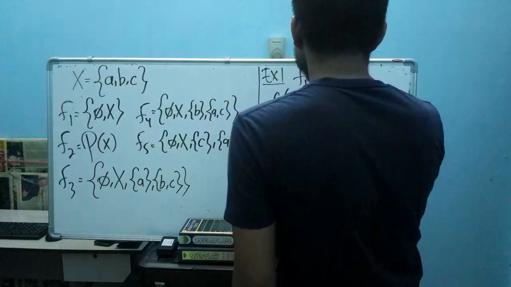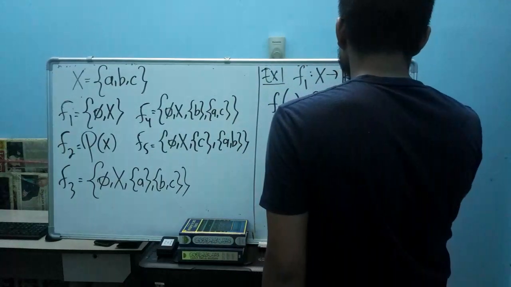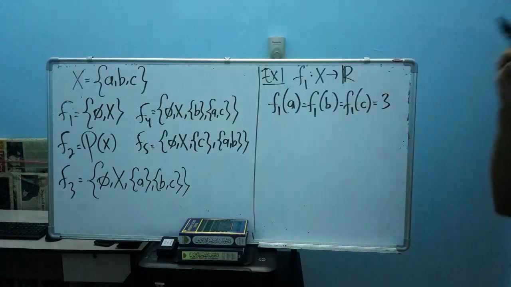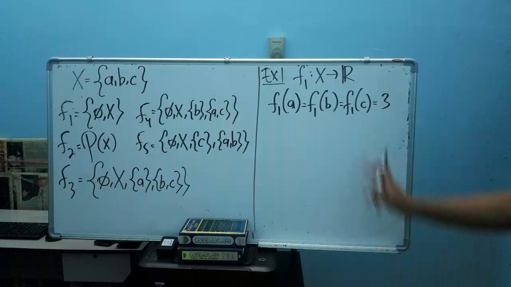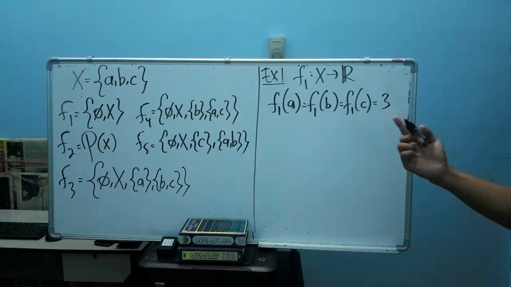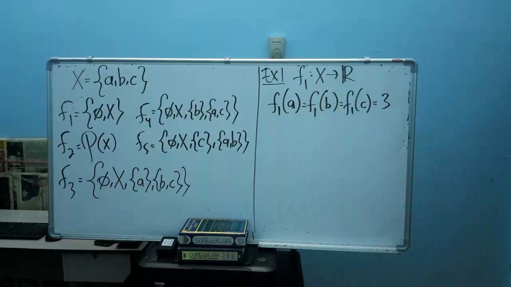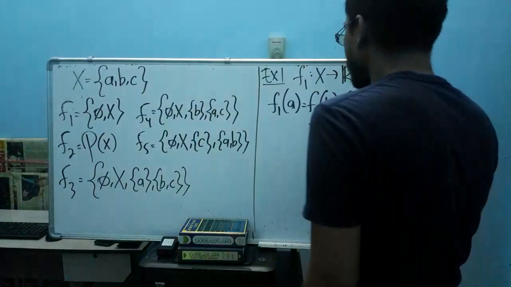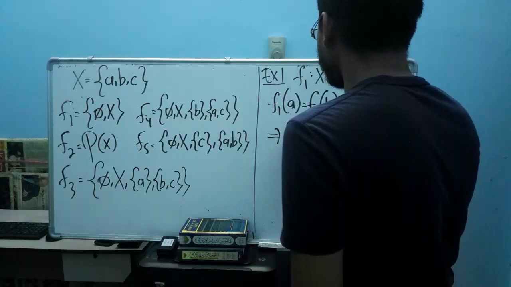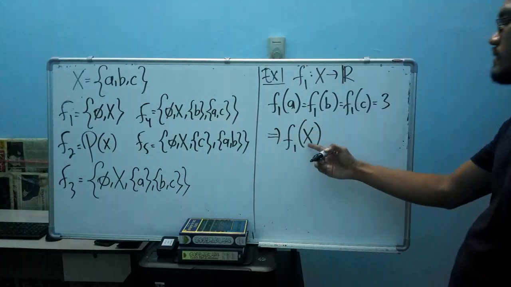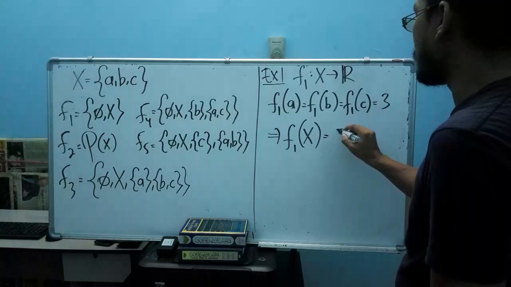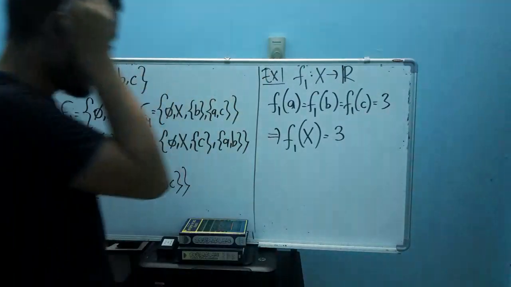Let f1(a) equal f1(b) equal f1(c), all equal to 3. This f1 is well known to all of you as a constant function. Constant function means you only have a single value for this function when it maps all elements of X. Such a function we call a constant function, meaning it only takes one value. So on all of the set X, it is only equal to 3.